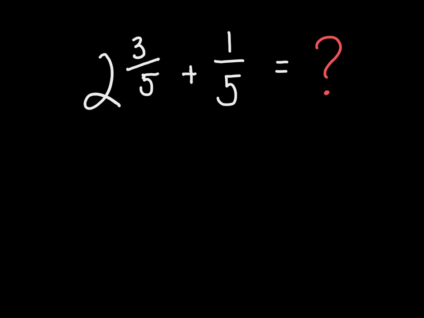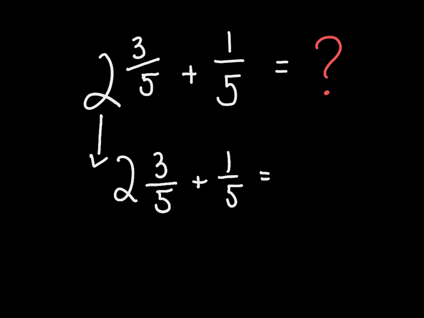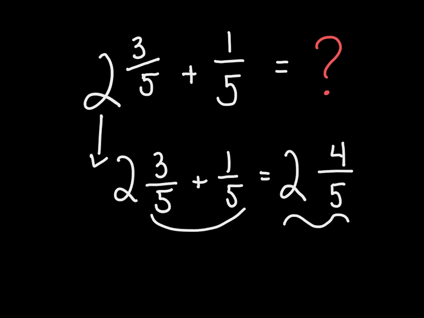First one, 2 3/5 plus 1/5. All right, so guys, what we're going to do is we're just going to ignore that 2. That 2 whole, just ignore it. Bring everything down, 3/5, plus the 1/5. And just focus on those fractions. We're going to be adding those. So bring over your whole, and the denominators are alike, so that stays the same. And then we add the numerators. 3 plus 1 is 4. 2 4/5. Not so bad, right?